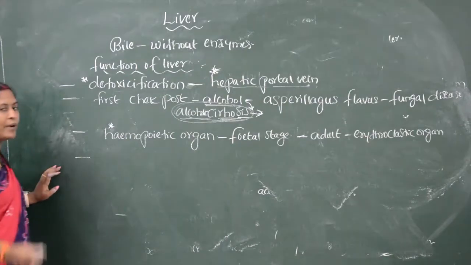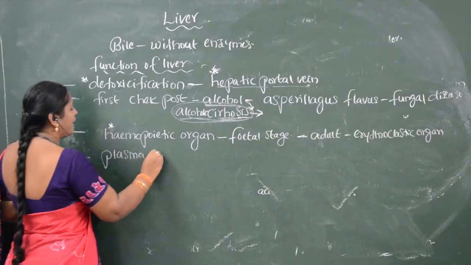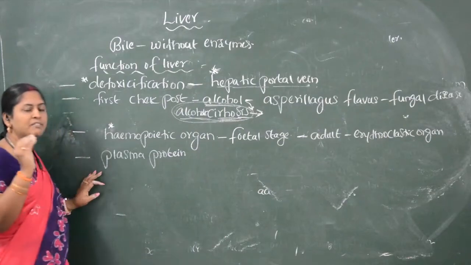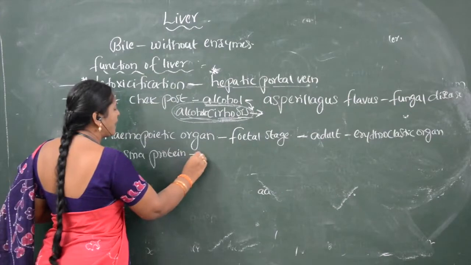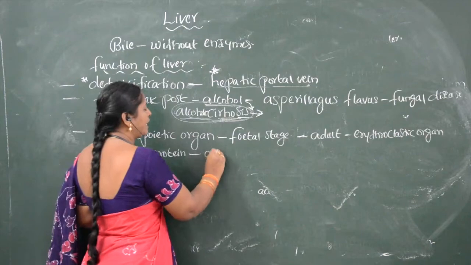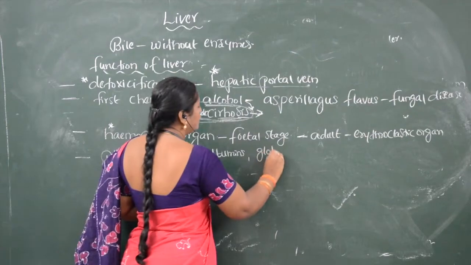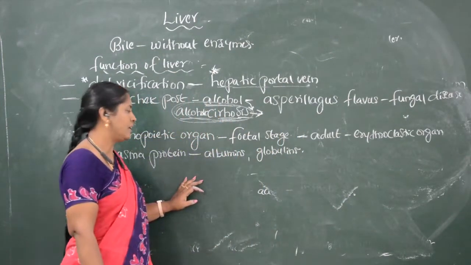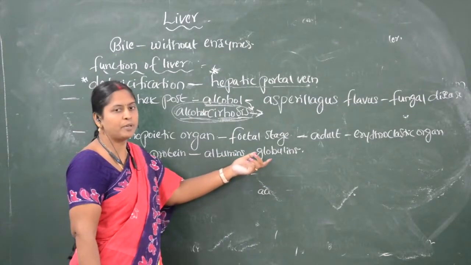Another one is production of plasma proteins. This function of the liver is very important for the IP question also, children, for 4 marks. What are the plasma proteins? Plasma proteins like albumins and globulins are produced from the liver.